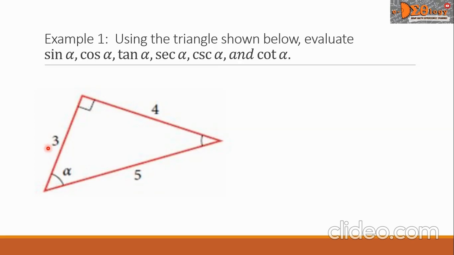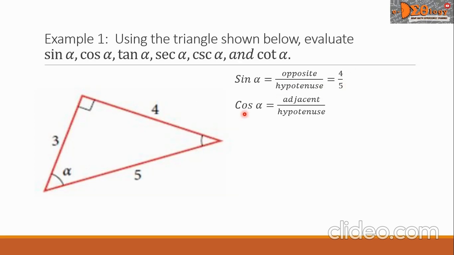Let us now start evaluating the ratios. Let's begin with the sine alpha. The ratio is opposite over hypotenuse. The opposite is 4 and the hypotenuse is 5. So this is 4 over 5. Next is cosine alpha. The ratio is adjacent over hypotenuse. The adjacent side is 3 over the hypotenuse, which is 5. So cosine alpha is 3 over 5.